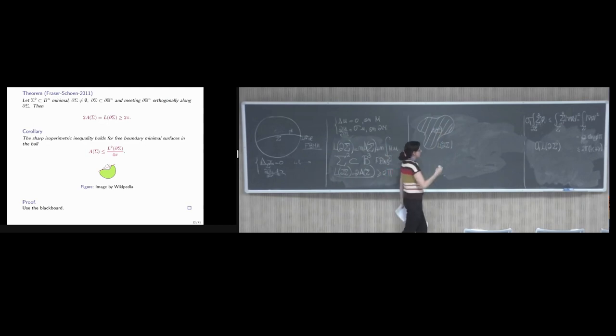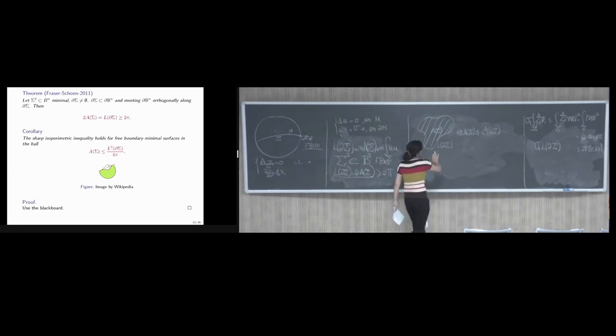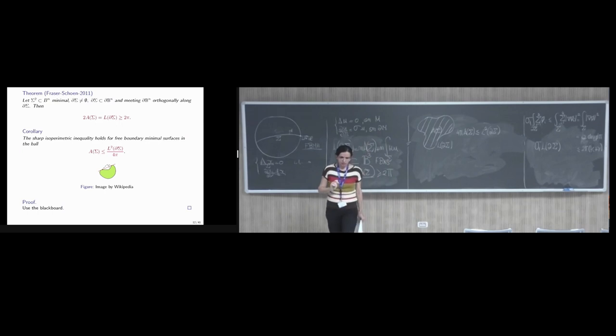They prove that the area is less than the length squared of the boundary of this curve. I don't know if you remember that, but it's the first time that I began the course. But don't worry. Okay, now this is in the case of the curves.